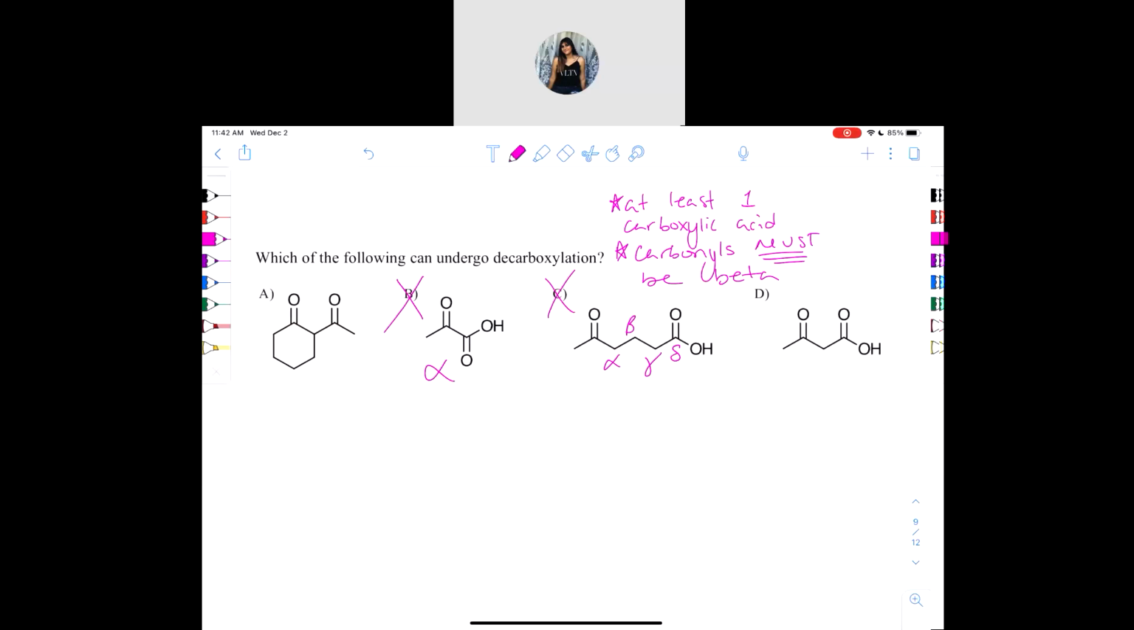So now we're stuck with A and D because those are the only beta options. Which one do we think is correct? Cool, everyone said D, and why do we think it's D? Because of the carboxylic acid. Perfect. So this one is ketones on both sides. Has to be wrong. This one is beta, and it has our OH.